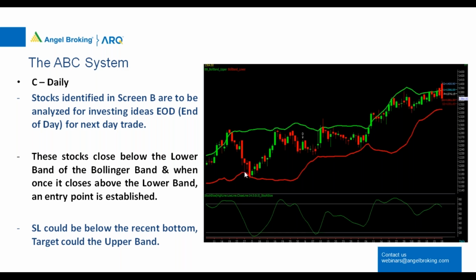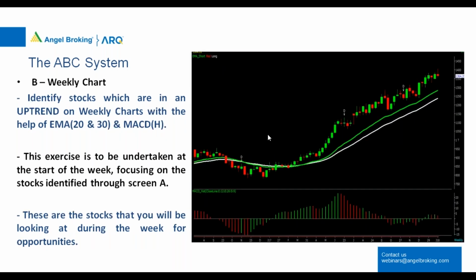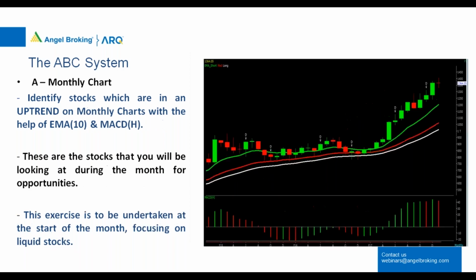So at the end of the day you can look at those stocks, and these are two indicators that I'm using. One is the Bollinger Band. Here the period is 20 and the standard deviation is 2. So basically the parameters are 20 and 2 for Bollinger Bands. The green is the upper band and red is the lower band. The second indicator which I'm using is the stochastic. Here I'm using a slow stochastic with a 14 period. This is a 20 value, and this is an 80 value. Below 20 is oversold, above 80 is overbought.